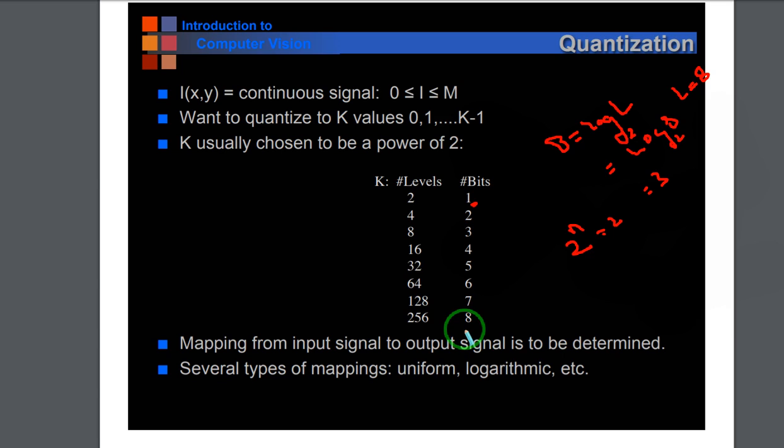If you want a good signal, you need to increase your number of levels and your number of bits. If you want a black and white image, there is no need to increase your bits and levels. If you need an HD kind of picture, you need to improve them. Later on we will see how it can work. The mapping from input signal to output signal is to be determined. There are several types of mapping. We have uniform, logarithmic, etc.